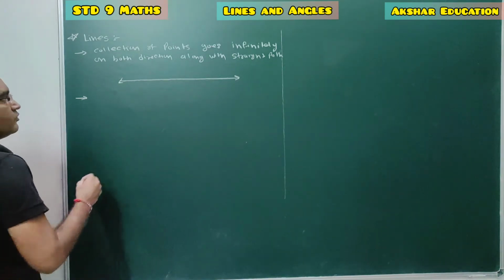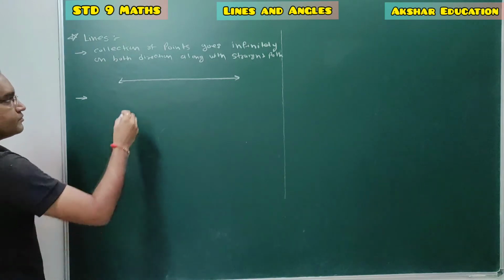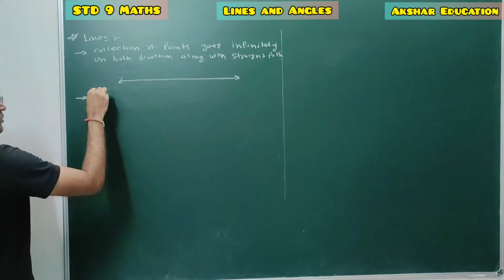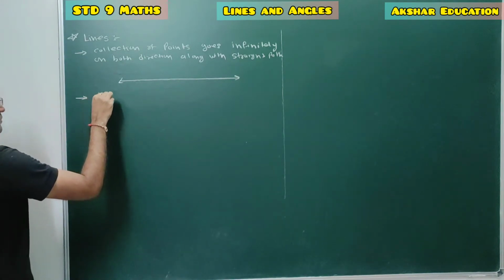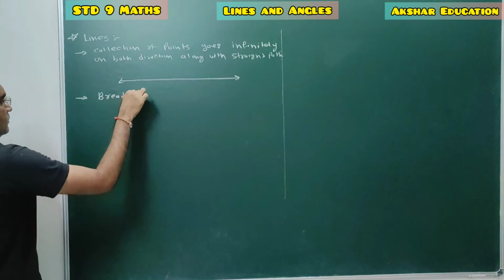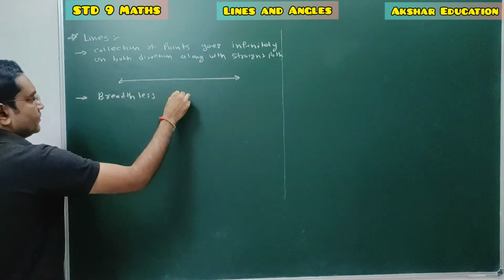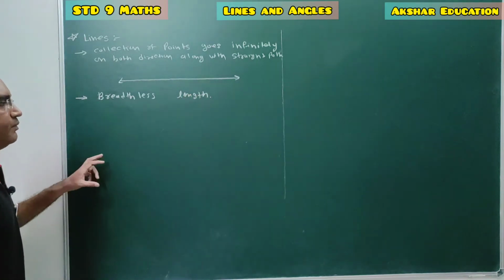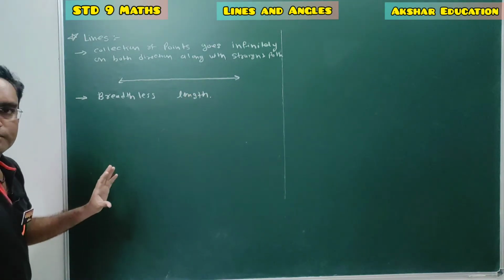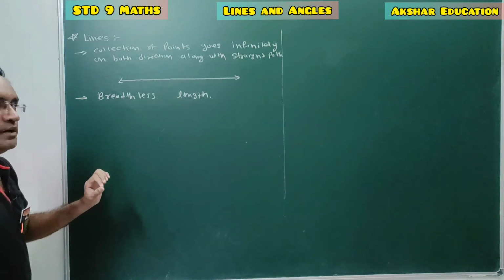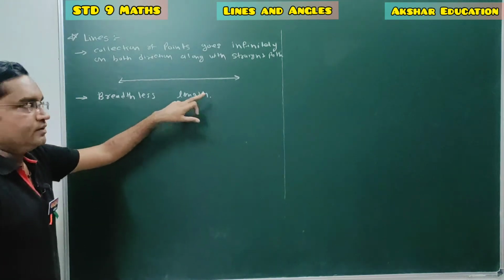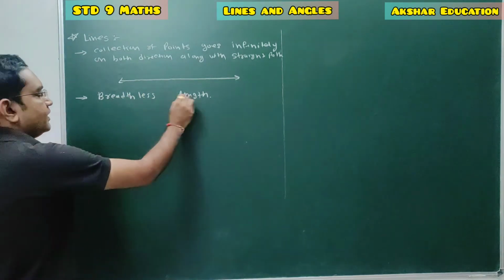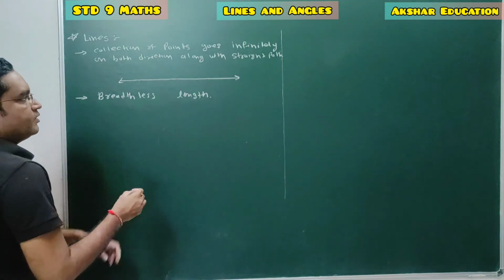So here we can also say that this line is nothing but the breadthless width, or you can say length. It's a breadthless length. What is the meaning of breadthless length? That means the line has only one dimension, and that dimension is length. The line has zero breadth. So it is breadthless points. Infinite points are there on a line.